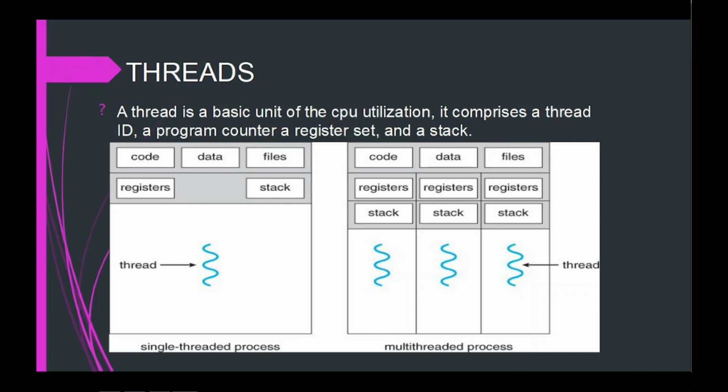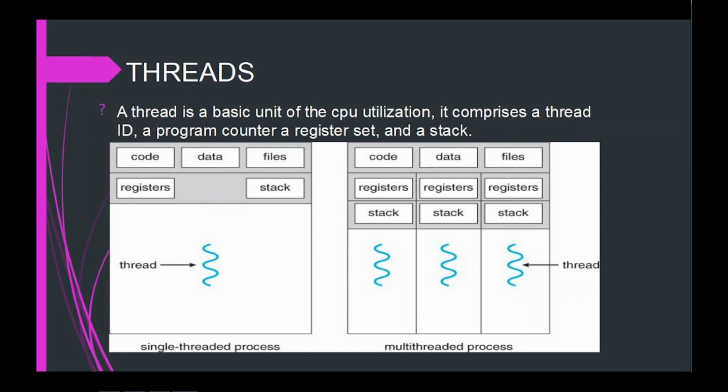So in this figure, a single threaded process, as you can see in this box, is a process. Each process has its own code, data, and files, which are its own resources. A thread has its own register and stack. So in order for a thread to access the resources of a process, the thread must go through the register and stack. That's the single threaded process.